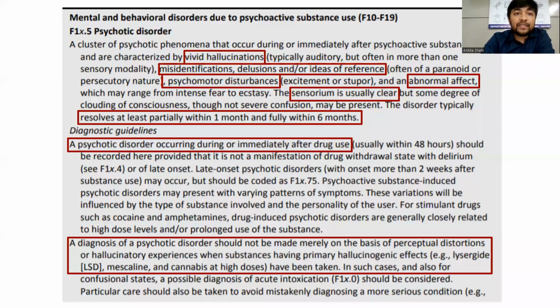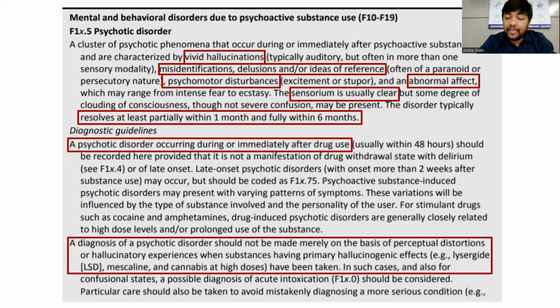So now this is mental and behavioral disorders due to psychoactive substance use, F1X.5 psychotic disorder. This is from the ICD-10. It says that it is a cluster of psychotic phenomena that occur during or immediately after psychoactive substance use, characterized by vivid hallucinations, misidentifications, delusions or ideas of reference, psychomotor disturbances, which might range from excitement to stupor, and an abnormal affect, which may range from intense fear to ecstasy. The sensorium usually is clear.